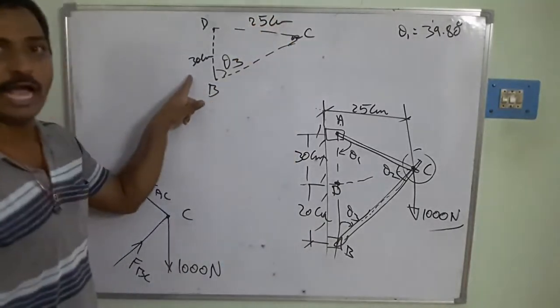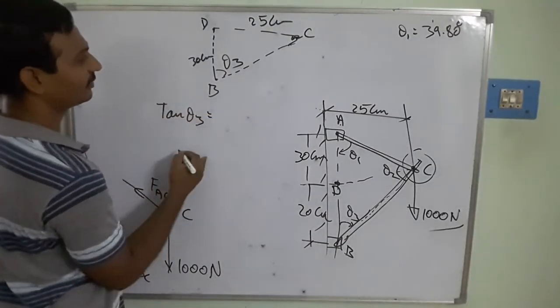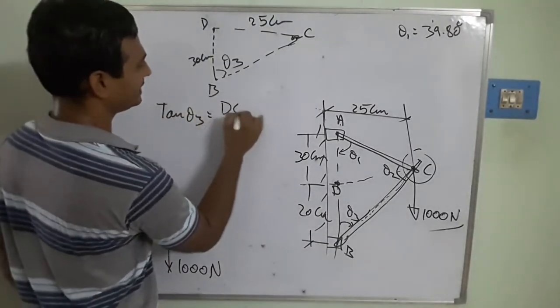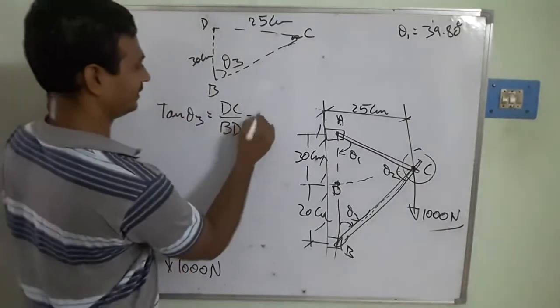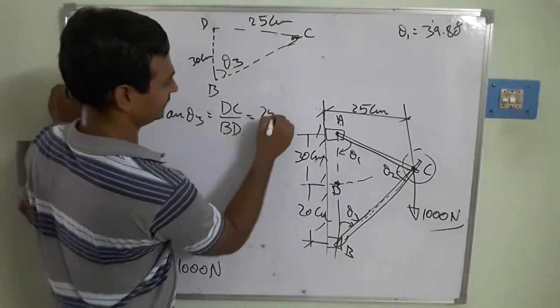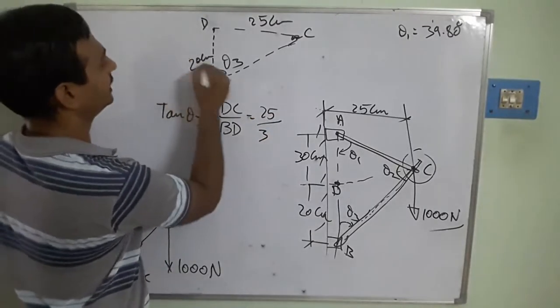The same way I am going to take here tan theta 3. What is tan theta 3? That's going to be opposite, which is DC by BD. So what is DC or CD? It is equal to 25 centimeters. Then we have this, which is going to be your 20 centimeters.